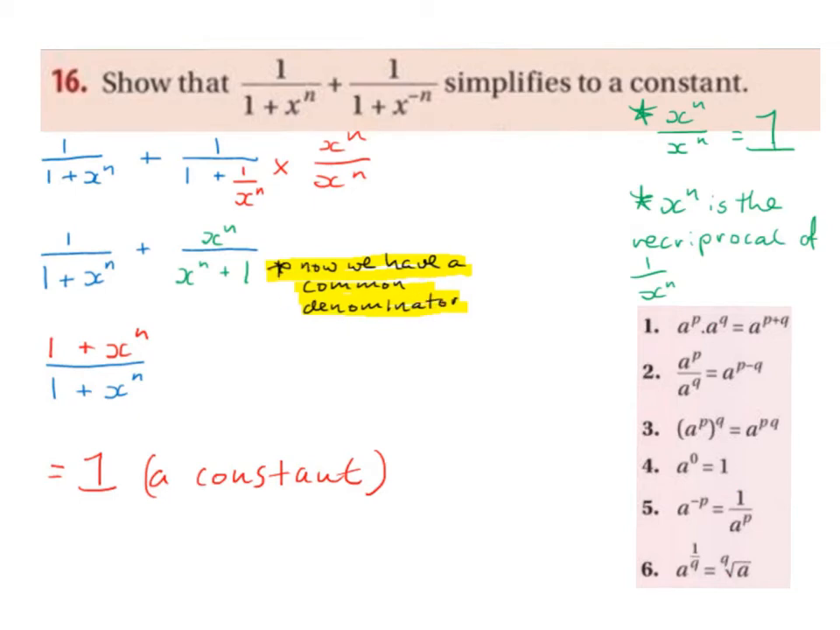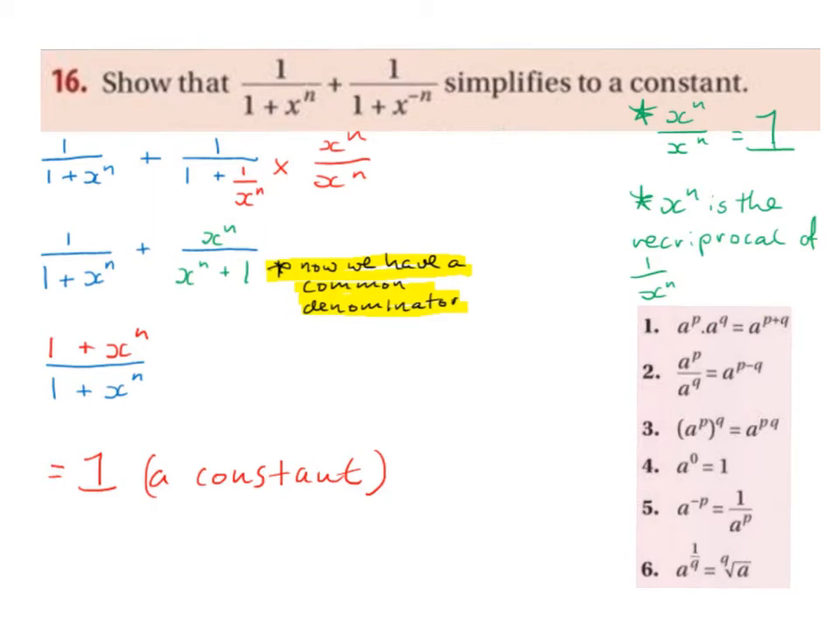Now if I multiply 1 over x to the power of n by x to the power of n, what I'm doing is multiplying it by its reciprocal. So x to the power of n is the reciprocal of 1 over x to the power of n. And when I multiply a fraction by its reciprocal, I end up getting 1. And that's what I want.